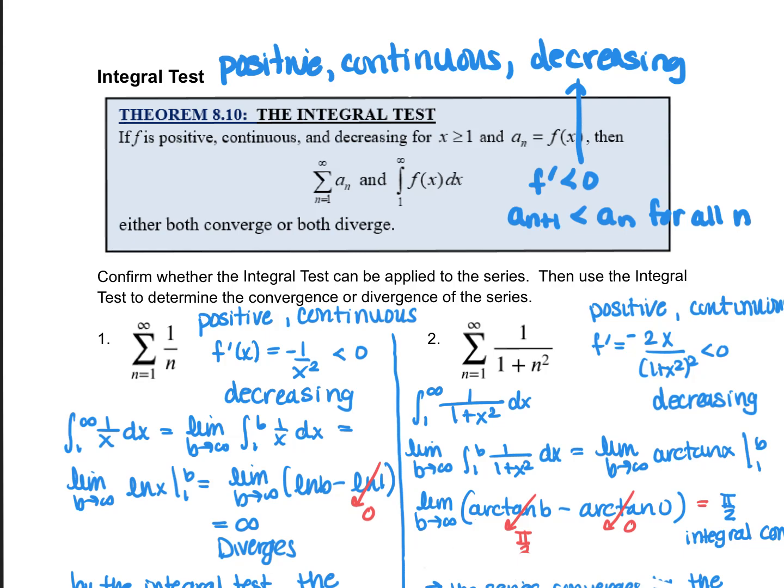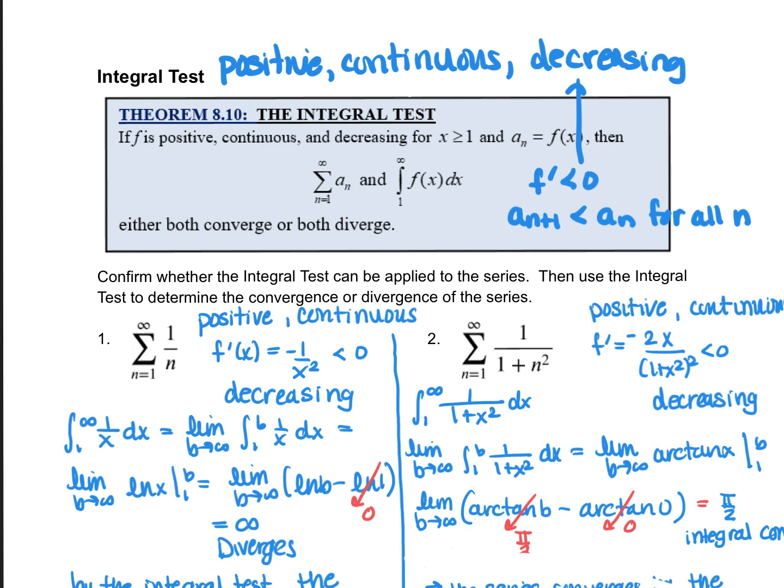All right, the next test that we're going to learn is the integral test. The integral test, unfortunately, requires you to integrate. The first thing you must check is the function needs to be positive, continuous, and decreasing after some point. It doesn't always have to be positive, continuous, decreasing. If there's a couple terms that aren't, as long as it happens after some point, we're good.